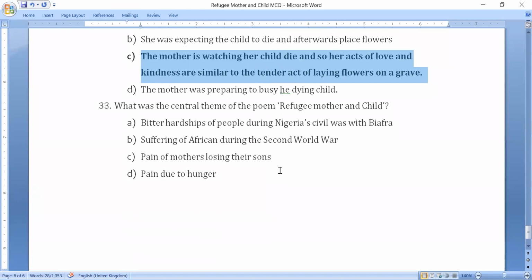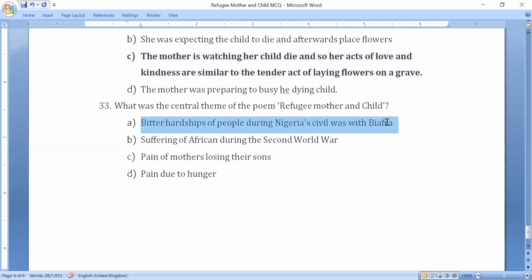And the last question: what was the central theme of the poem "Refugee Mother and Child"? Bitter hardship of people during Nigeria's civil war with Biafra, suffering of Africans during World War II, pain of mothers losing their child, or pain due to hunger. It's A, the pain of people during Nigeria's civil war with Biafra.